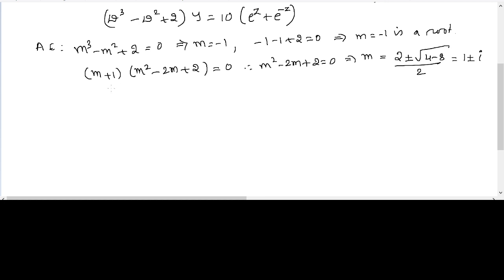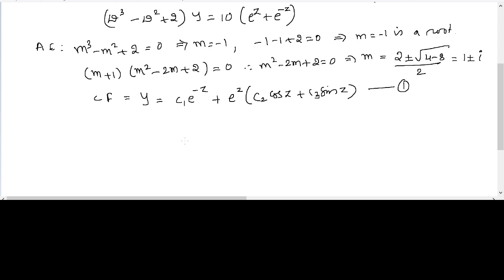So what is the complementary function? The complementary function is y is equal to c1 into e to the power of minus z plus e to the power of z into c2 cos z plus c3 sin z. Okay, and we can write z as log x. So let us call this equation 1.